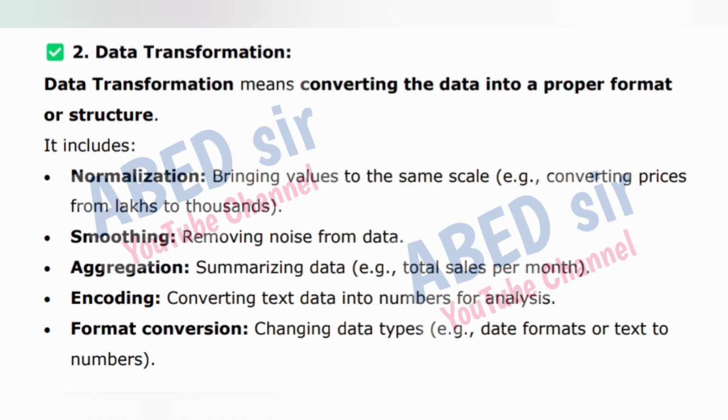Aggregation. Summarizing data, example, total sales per month. Encoding, converting text data into numbers for analysis. Format conversion, changing data types, example, date formats or text to numbers.